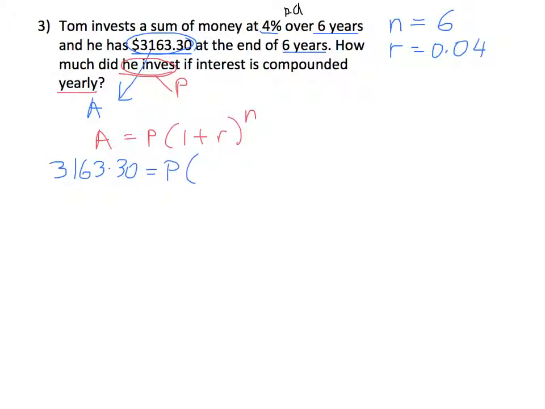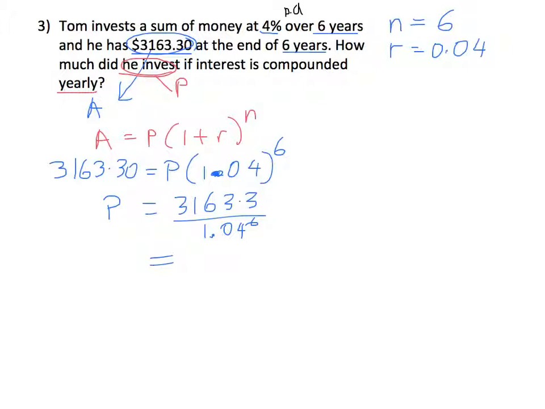1 plus R is 1 plus 0.04, which is 1.04, to the power of 6. It's hard to do decimal points on here. Alright, so to solve this for P, we need to divide both sides of the equation by this big thing. So we've got 3,163.3 divided by 1.04 to the power of 6. That's going to give us P.